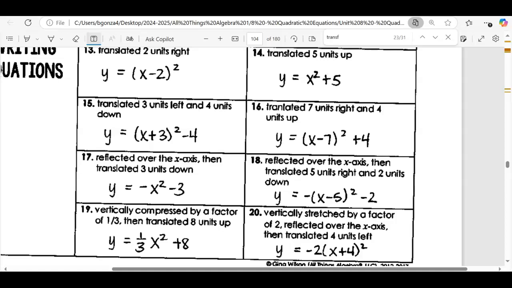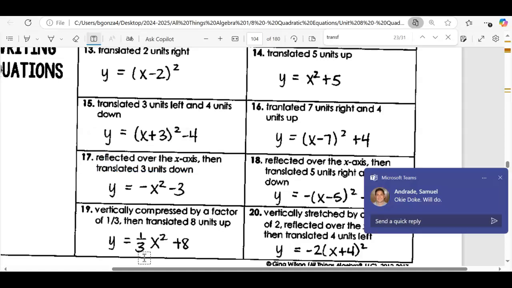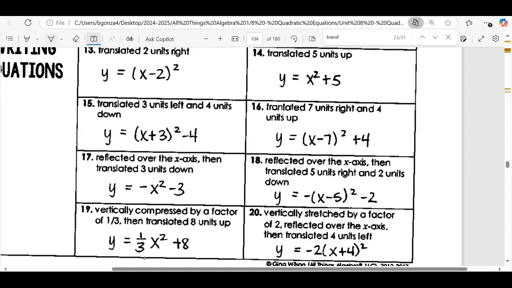Just remember, anytime it says reflected over x, 17, 18, 20, they got to have that minus sign because it's got to be reflected, okay? If it only goes down, there's no parentheses, down 3. 5 right is a lie inside, so minus 5. 2 down, no lie, minus 2.